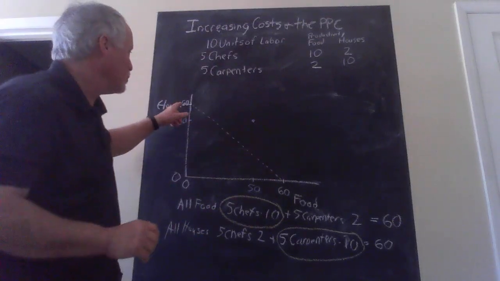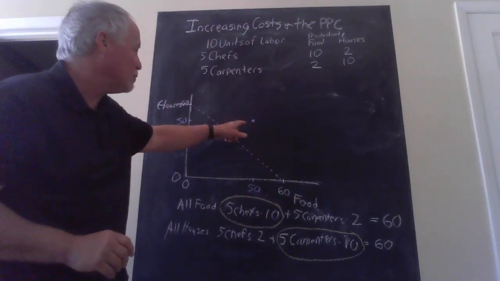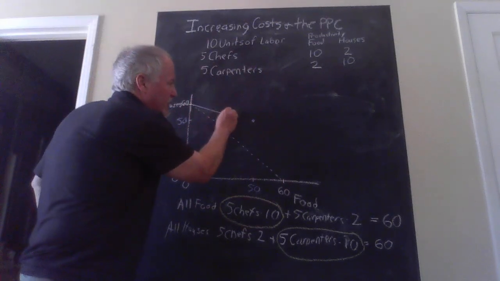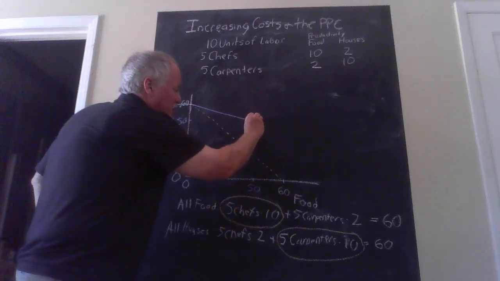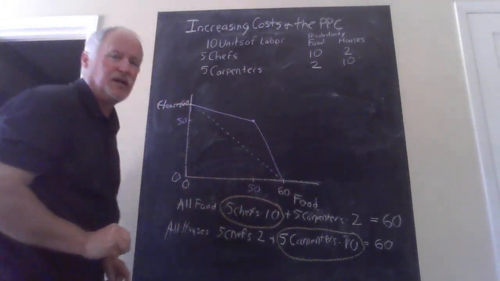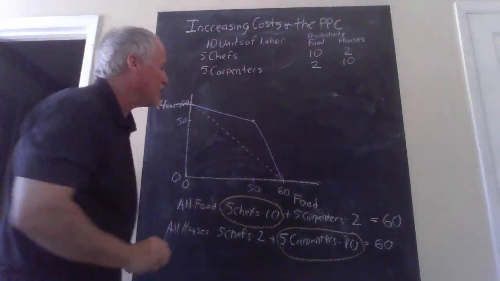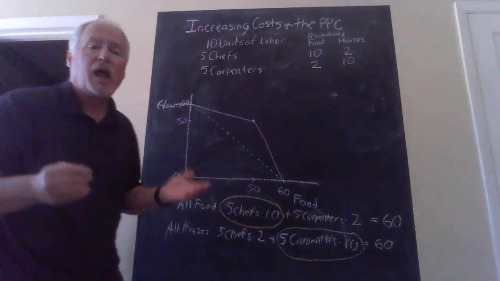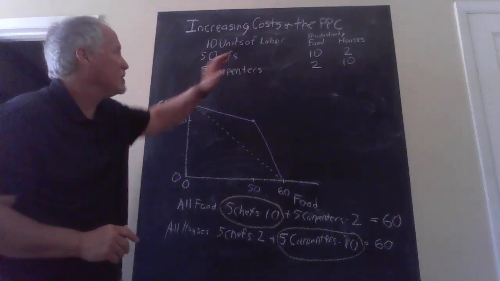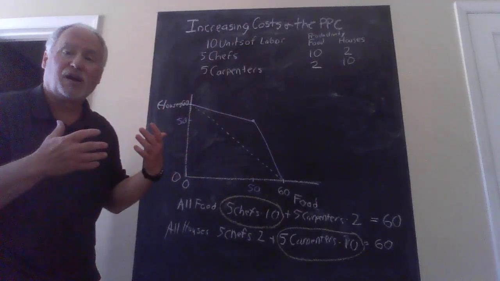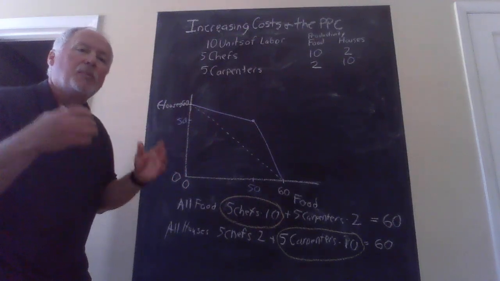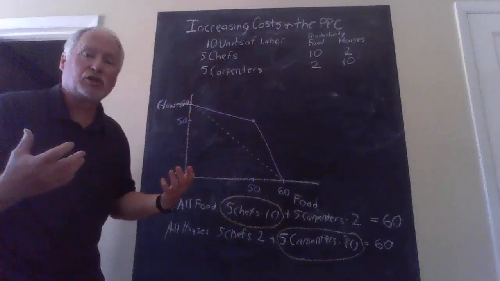So as you wanted to shift it, and if you tried to produce more than 50 houses, you'd have a line here to connect 50 and 60, and then a line to connect 50 units of food and 60 units of houses. So this is what the PPC would look like in this case. And all I did here was change a little bit to say that the units of labor are no longer identical or homogeneous, but rather they're differentiated and specialized.